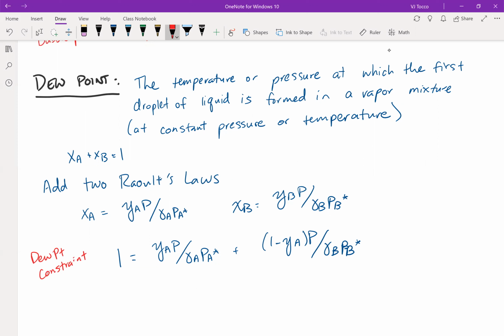So let's say I set temperature and I want to solve for pressure at a variety of compositions. I can combine these two dew point and bubble point curves onto the same graph, and that would be called a TXY or a PXY diagram. In the next video, I'll review TXY, PXY diagrams and explain how those can be useful to us in quickly, visually, graphically solving phase equilibrium problems.